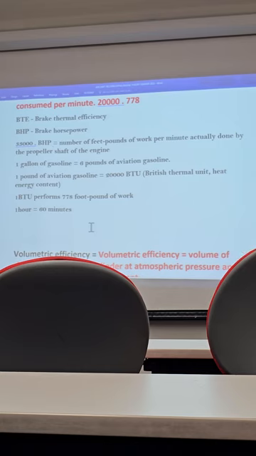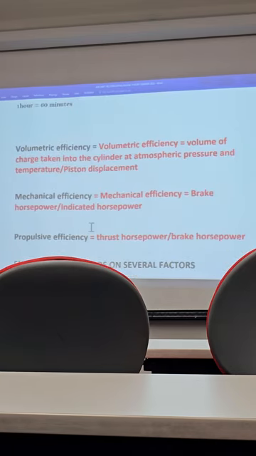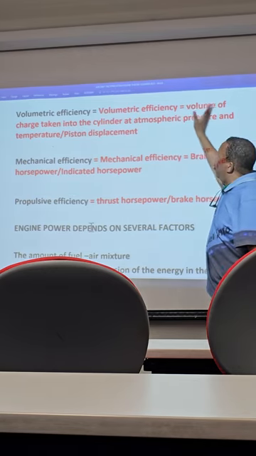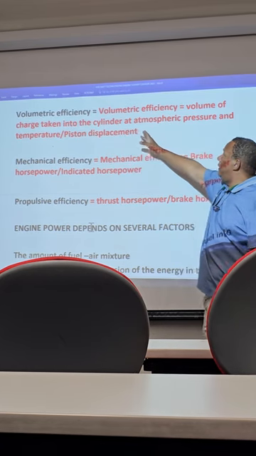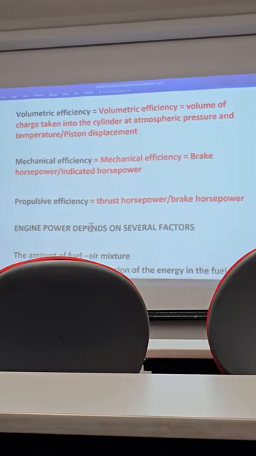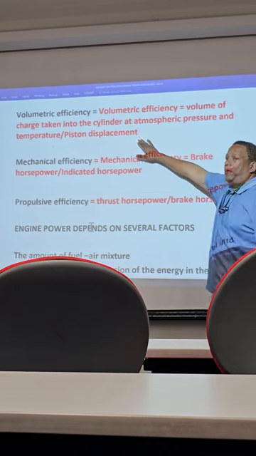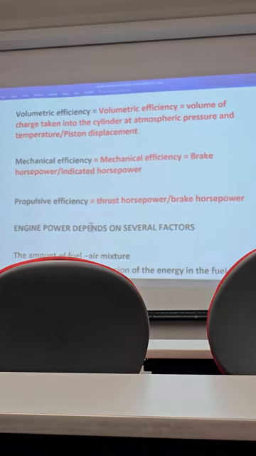The volumetric efficiency was explained as well. It's just the volume of the charge taken into the cylinder. Charge is a synonym of fuel and air mixture, at atmospheric pressure and temperature, divided by the piston displacement. Well, the piston displacement is just, you have a cylinder, right? Here.